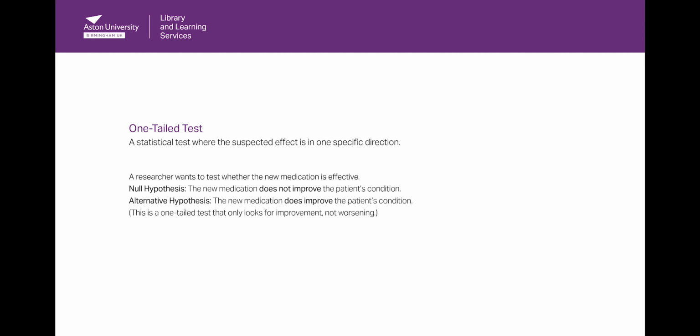A one-tailed test is used when a researcher has a specific direction in mind for the expected effect. Let's look at the example. A researcher is testing whether a new medication improves patients' outcomes. We have the null hypothesis: the new medication doesn't improve the patient's condition, and the alternative hypothesis: the new medication does improve the patient's condition. This is a one-tailed test. We are only interested in improvement, not whether the medication makes things worse.